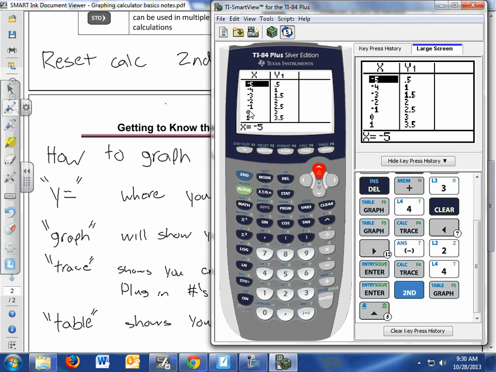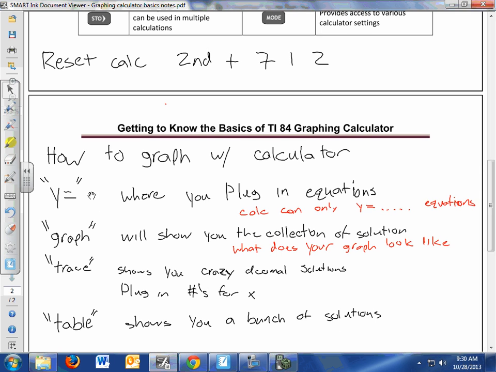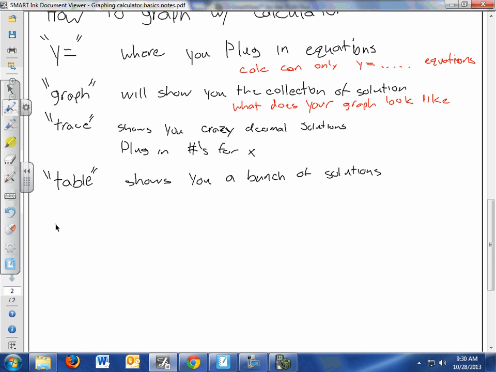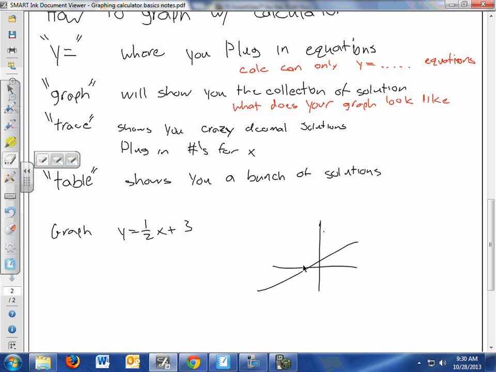So on your homework, you could have plugged the equation in, pressed graph, gone to table, found a couple points, and plotted those points so that your graph looks nice and it's actually specific, and you're good to go. So if I asked you to graph y equals 1/2 x plus 3, you would not just sketch something on a coordinate plane and say, oh, it looks like this. No, that is not going to fly.